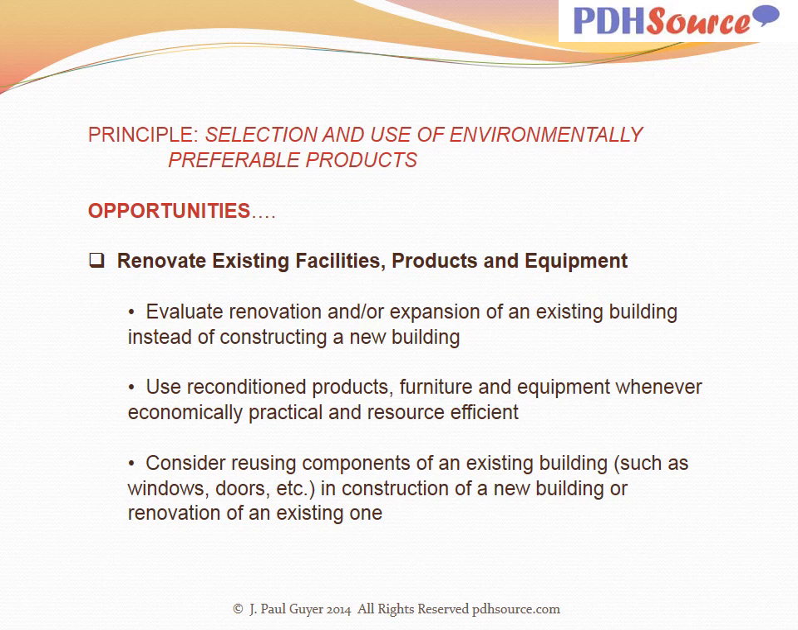Now we come to the fourth of the principles of sustainable design, and this is the selection and use of environmentally preferable products. To a large extent, this means utilizing, specifying recycled materials and products for incorporation into your building, or designing features into your building that may allow things to be recycled in the future for some other purpose.